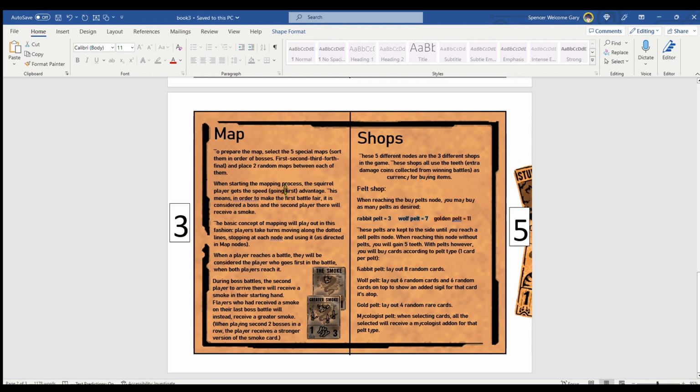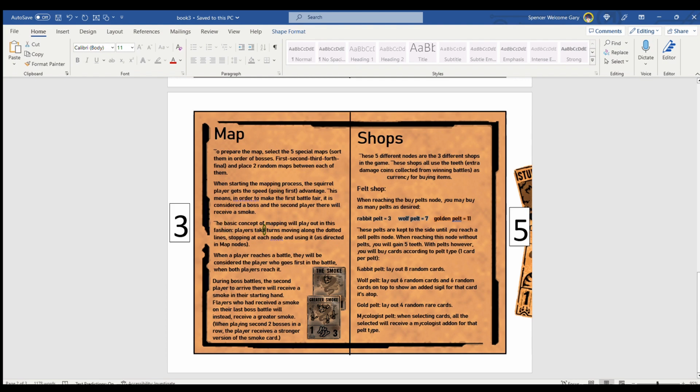When starting the mapping process, the squirrel player gets the speed going first advantage. This means in order to make the first battle fair, it is considered a boss battle, and the second player there will receive a smoke. Also notably, the first boss battle is technically a boss battle, so it would give both players a rare upon finishing it, but there is no extra life rewarded like all other bosses because it's the first battle, and an extra life would just make things take longer than necessary.